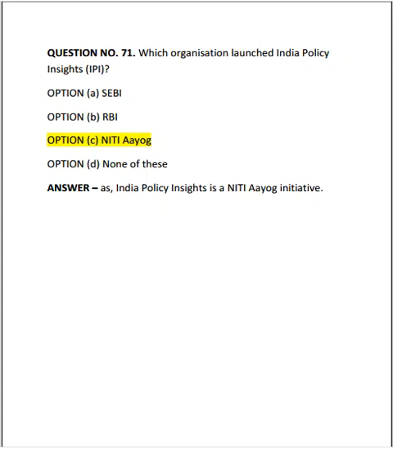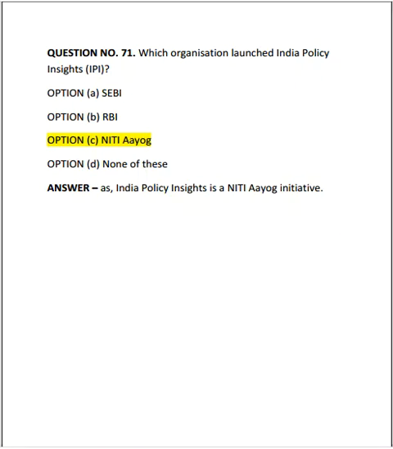Question No. 71. Which organization launched India Policy Insights (IPI)? Option A. SEBI. Option B. RBI. Option C. NITI Aayog. Option D. None of these. Answer: India Policy Insights is a NITI Aayog initiative.